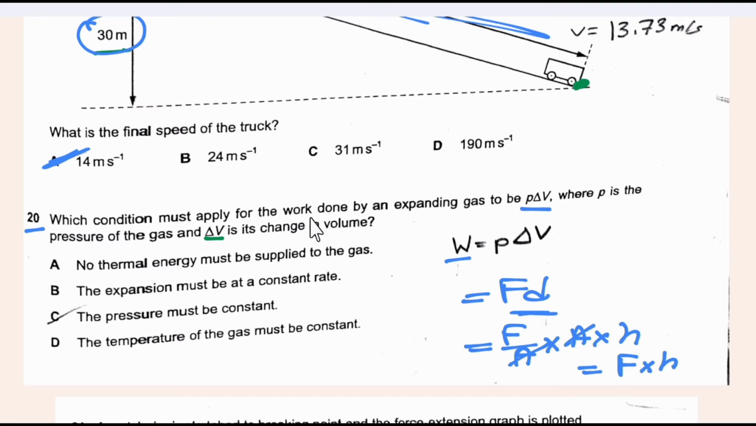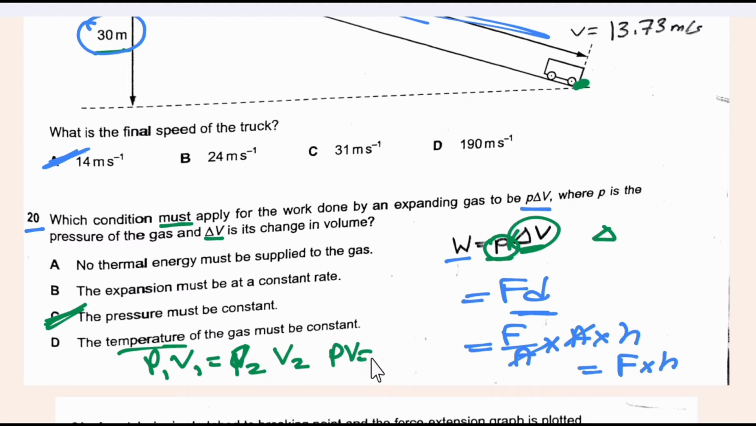So which condition must apply? We have been given the equation that work done is equal to pressure times the change in volume. The volume is changing but the pressure is constant. We cannot see a change in sign in front of the pressure, which means the pressure is constant. So the condition should be that pressure is constant. Constant temperature is the condition for the other equation, P1V1 equals P2V2, or PV equals constant.